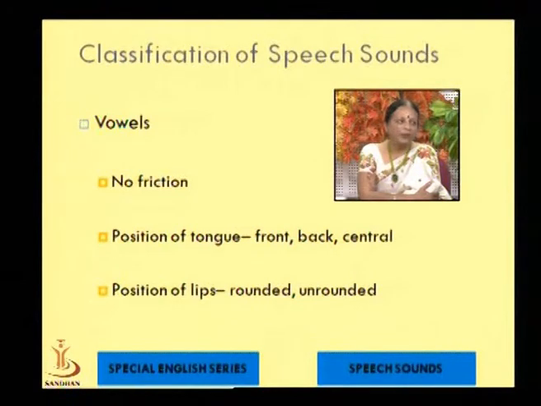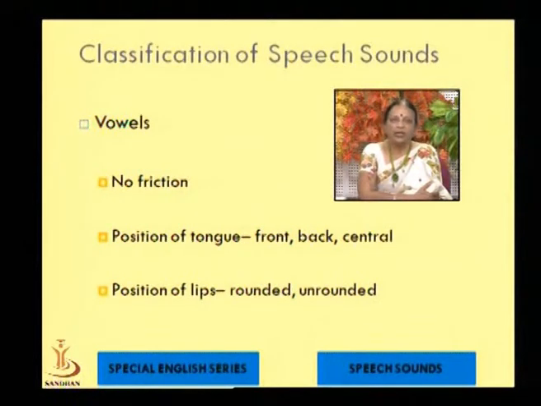So, when we describe a vowel, my dear students, we talk about vowels as being either front or back or central. What does that mean? Which part of your tongue, is it the front, is it the center, or is it the back of the tongue that is moving towards the roof of the mouth? When we look at vowels, you'll understand better what I'm trying to say. You will have to just remember that in describing a vowel, we have to look at whether they are front, back or central. We have to see whether the lips are rounded or unrounded.